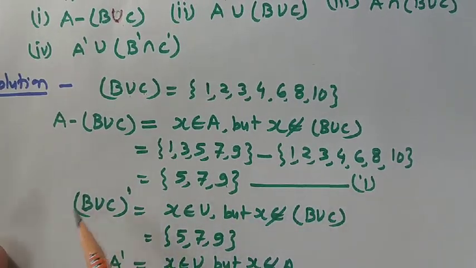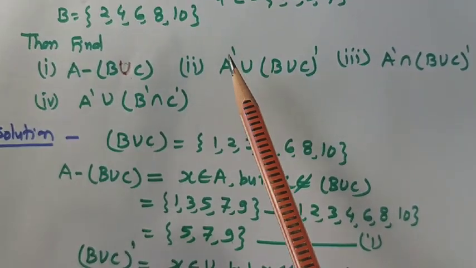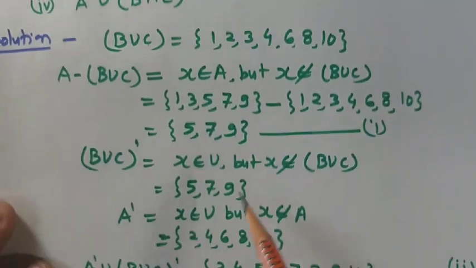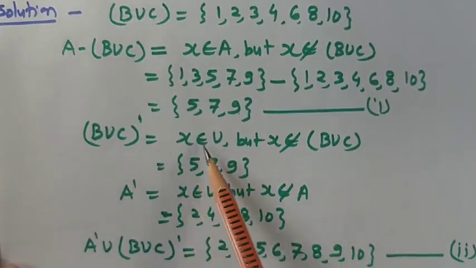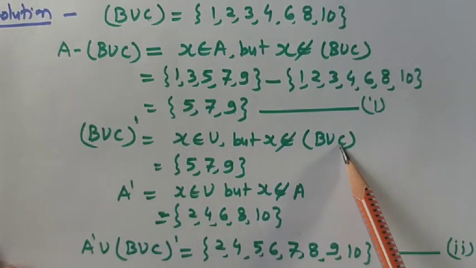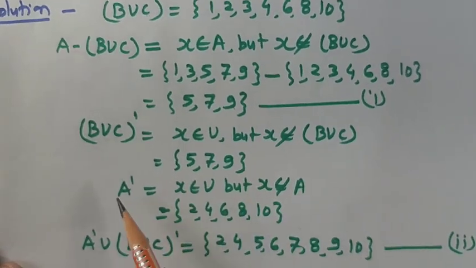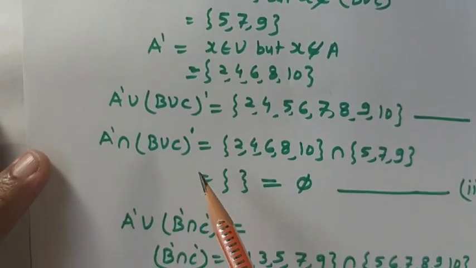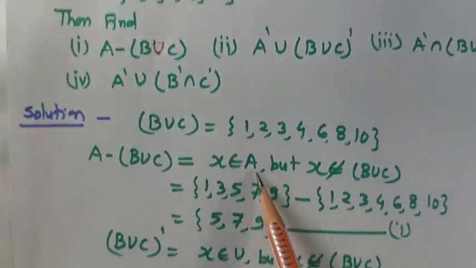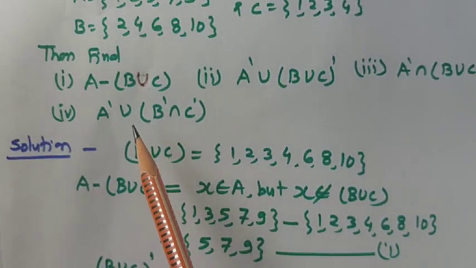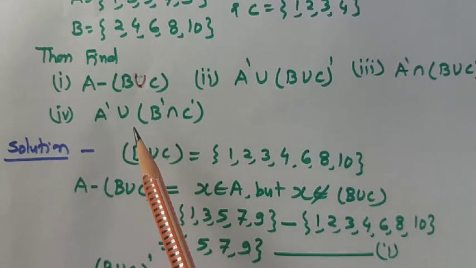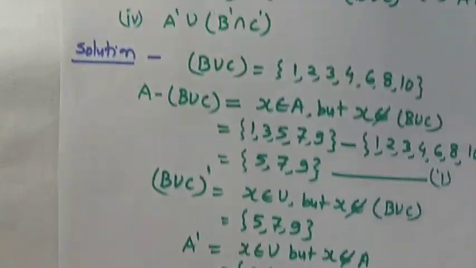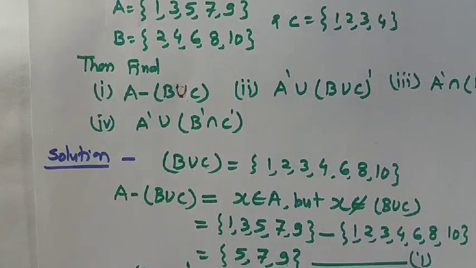Similarly, we have to find A complement union B complement C whole complement. So this one also, which is present in U but not present in B union C. So we can find this value. Then also we can find A dash. Similarly, by this example we can easily find all these values by using the complement rule, intersection, union, and so on. So we can easily solve this question. You can also try yourself.